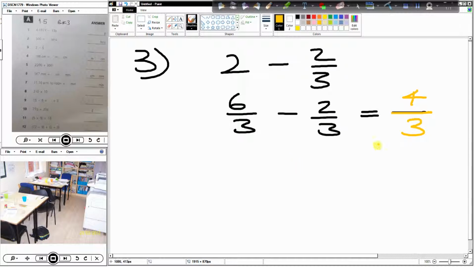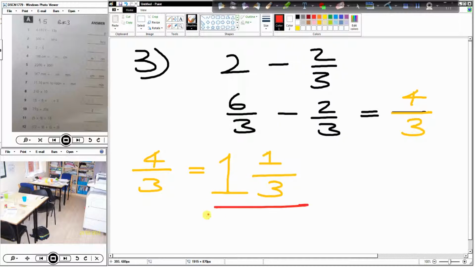Okay? 4/3 is called a top heavy fraction. The top number is bigger than the bottom. 4 divided by 3 is equal to 1, remainder 1, and that's our final answer. So 2 minus 2/3 is equal to 1 and 1/3.